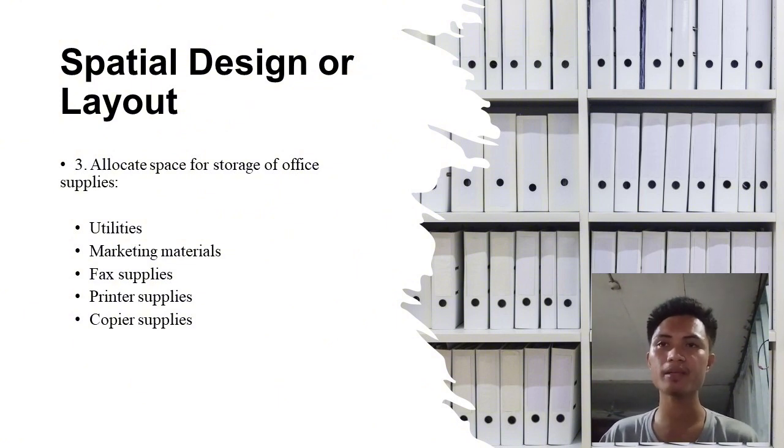Next, we have marketing materials. We have to allocate a specific area for marketing materials like brochures, flyers, and promotional items. You have to use shelving or display units to showcase marketing materials attractively, making it easy for employees to access and distribute them. The next sub for the marketing materials is labeling. We have to create labels for each section of the shelf to indicate the type of marketing material stored there.